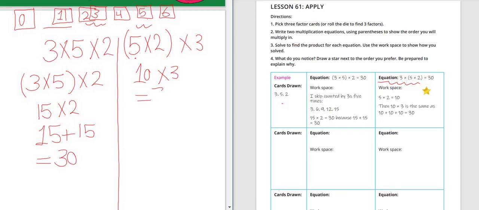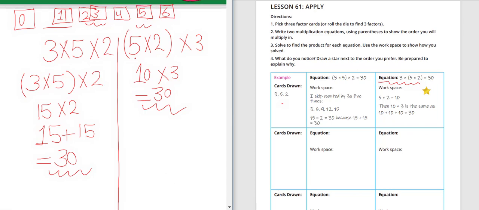equals 30. Now we get the same product, 30, on the second way and we got 30 on the first way. So we can note that changing the order of the factors does not change the product. We have the same product here. Remember, this is the associative property in multiplication.